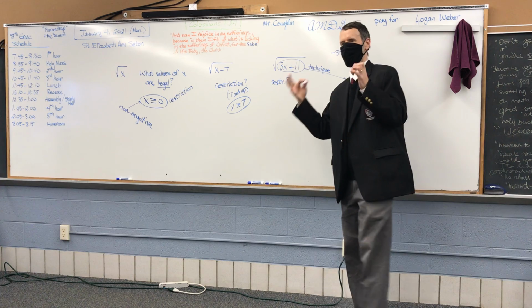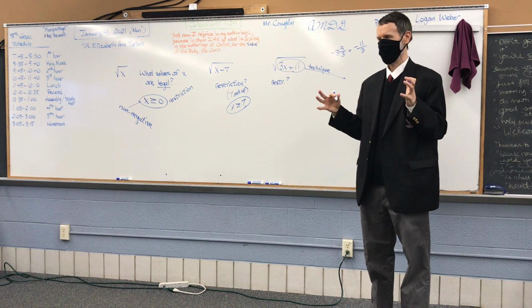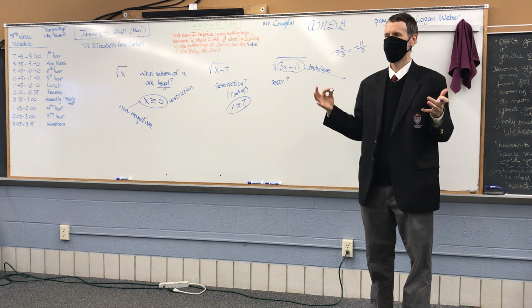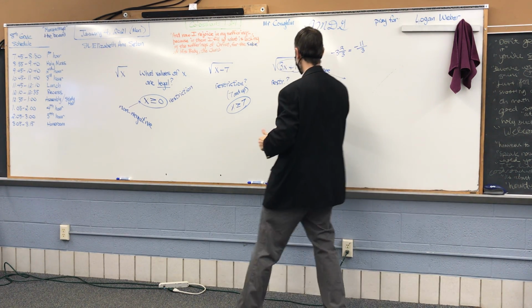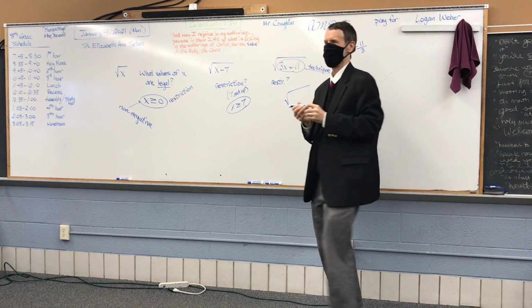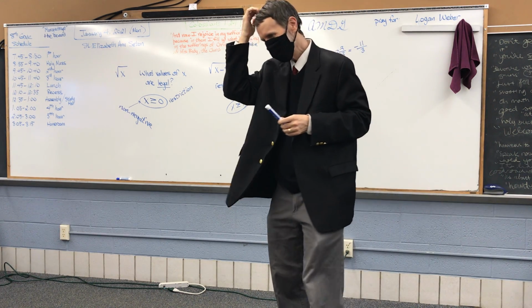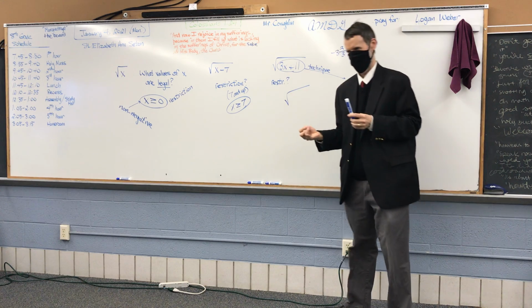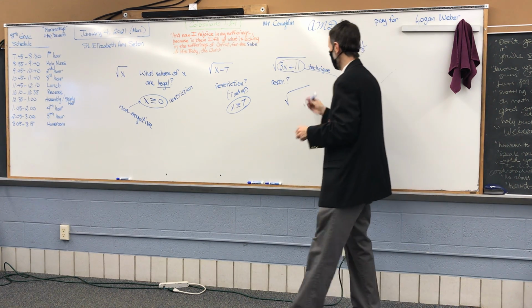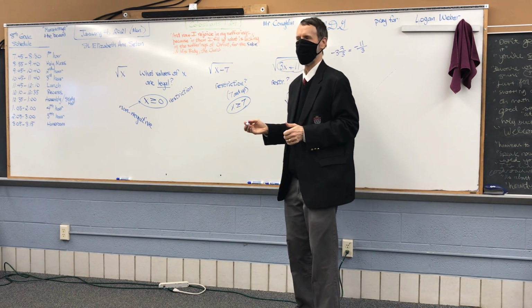Would everybody agree that the stuff inside the radical has to be 0 or bigger? Can't be negative. Here's how I see it. I actually do this in calculus a lot. It's called the blah method. What do I mean? Pretend you're nearsighted.